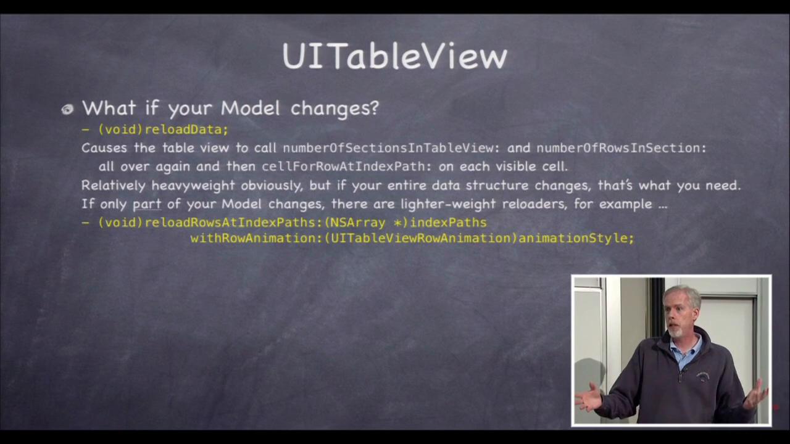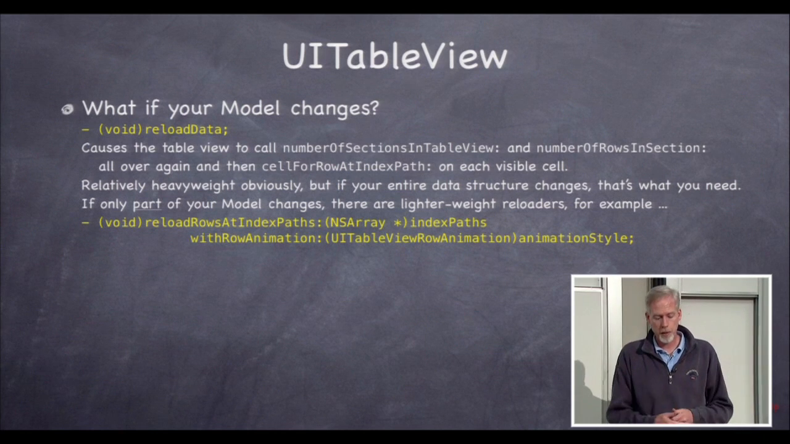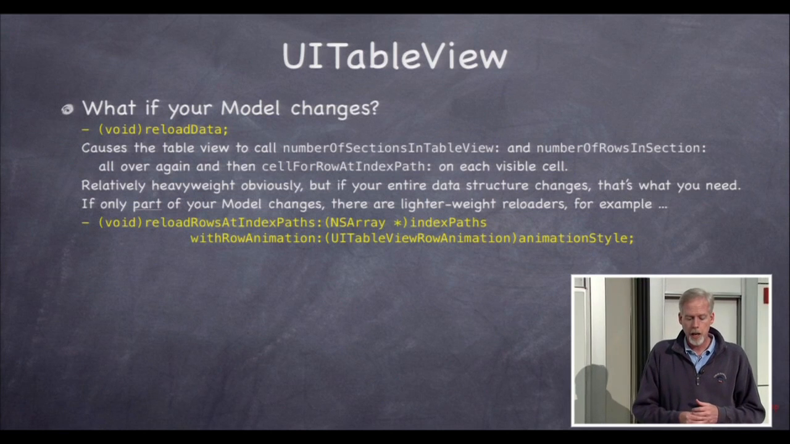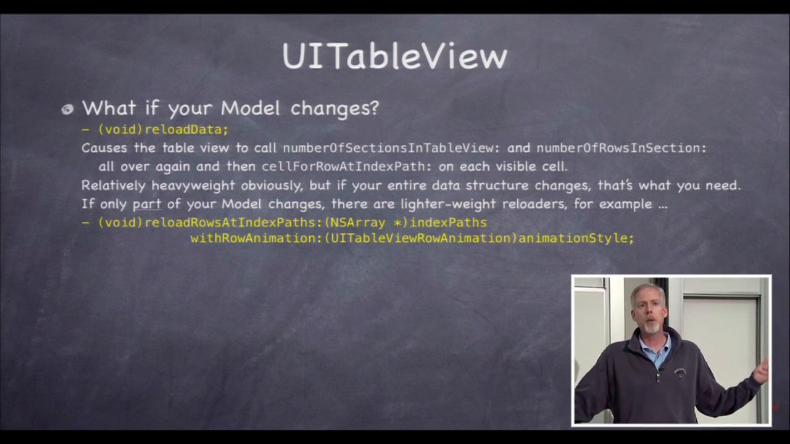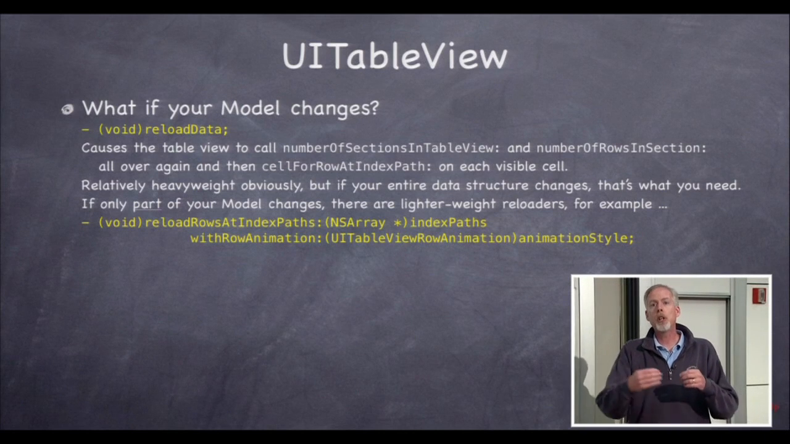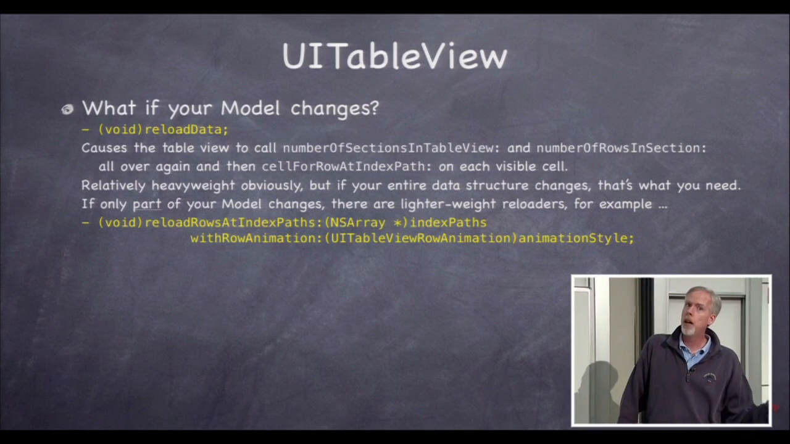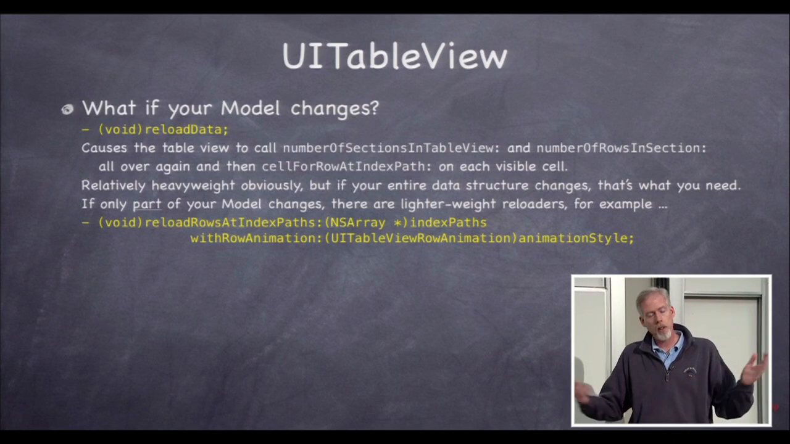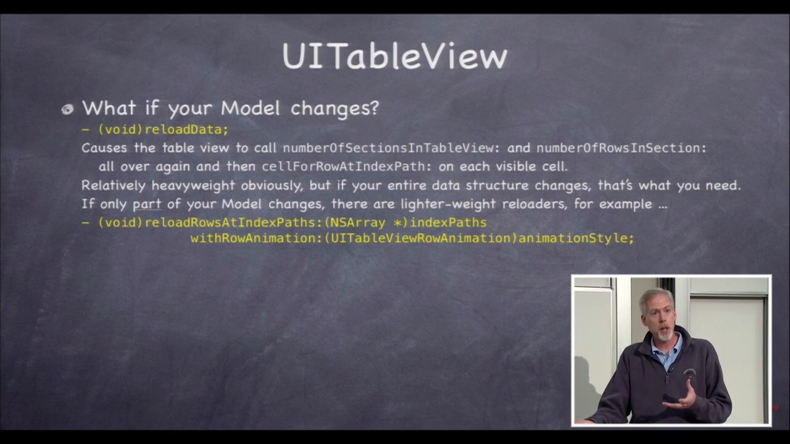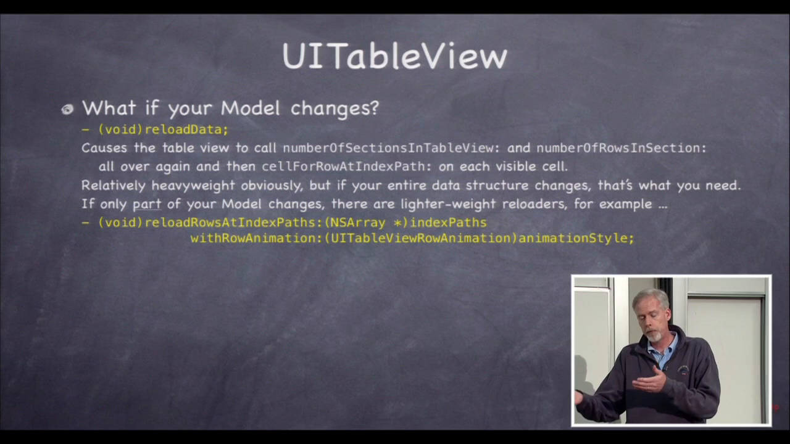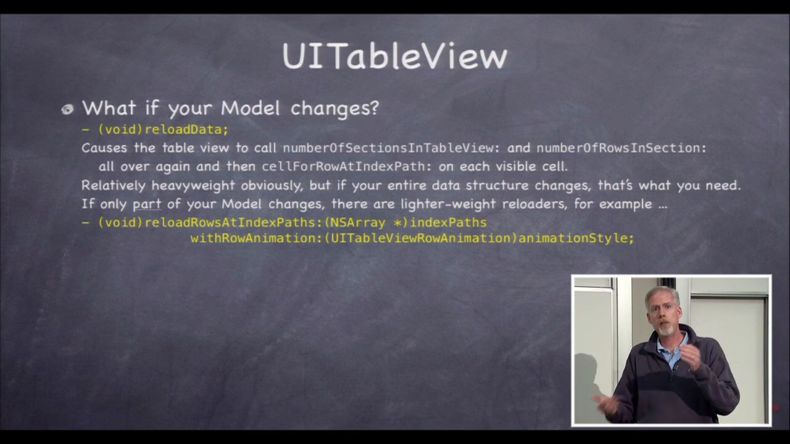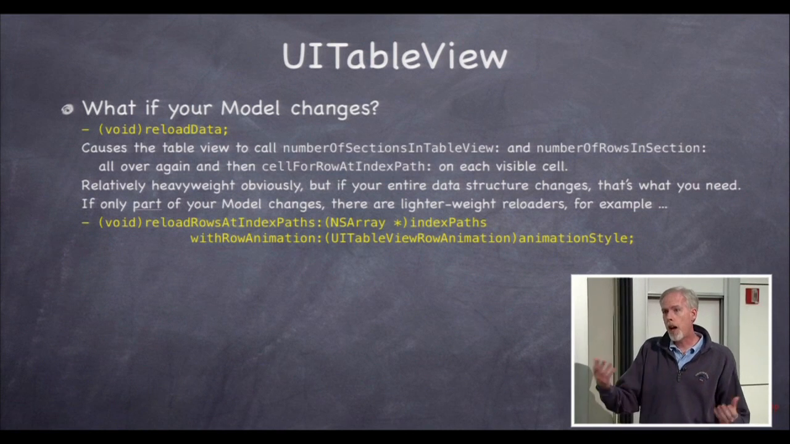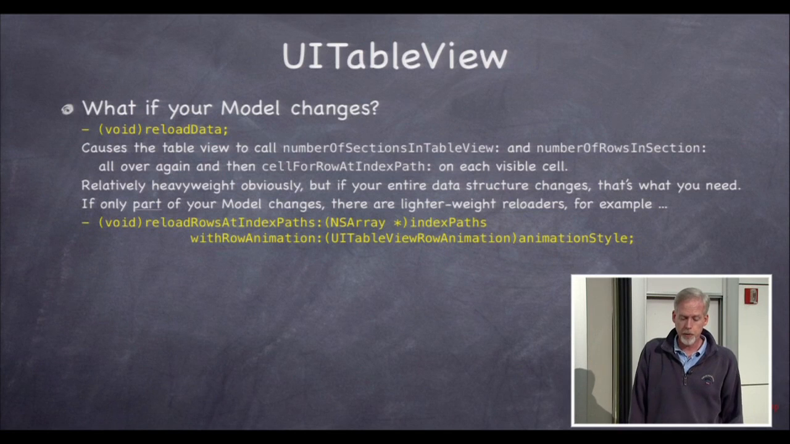Okay, someone sets it with a public API, or something happens in a database and changes. You can call this method reload data. Now, reload data reloads the entire table in that it's going to call how many sections in this table, how many rows in each section. It's going to call that for all the sections, and then it's going to call cell for row at index path on all the visible cells. Okay, so it's not going to call that for all the cells, only the visible ones. So hitting reload data is not lightweight because it's going to do all that stuff.